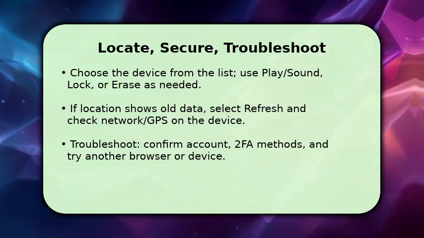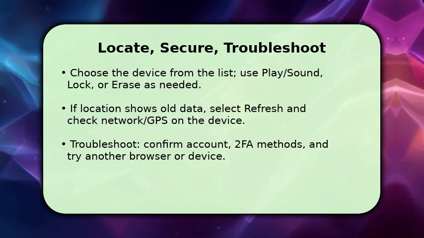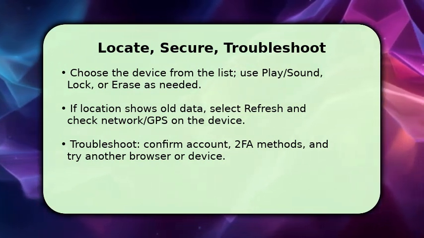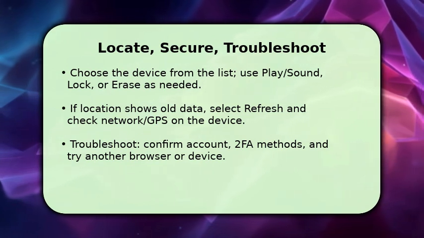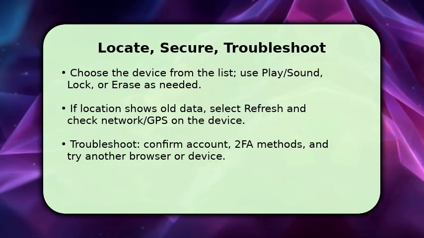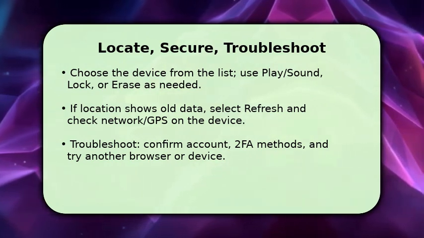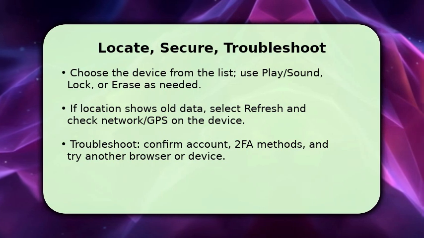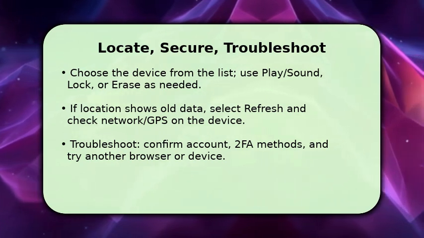If the map shows stale coordinates, hit refresh and remember that the device must be online and have location enabled to update. This is why network and GPS matter. If things go wrong, verify you signed into the correct account, confirm 2FA delivery method, and try signing in from another browser.